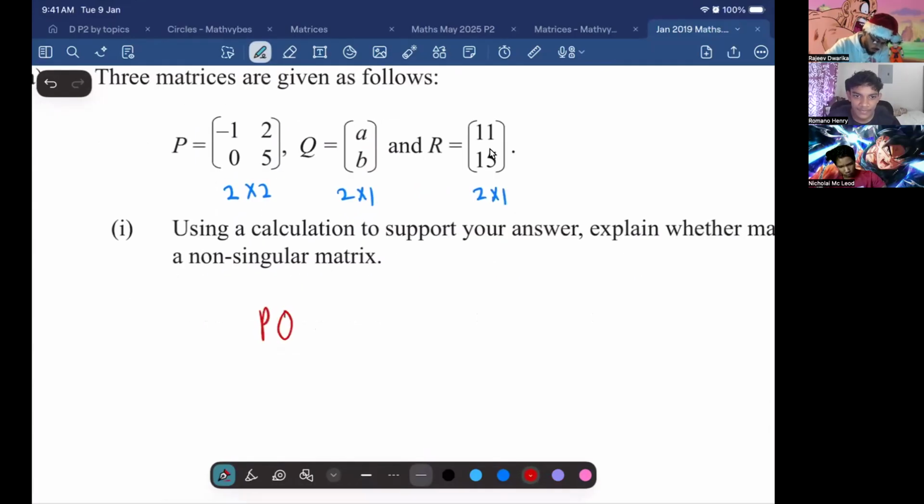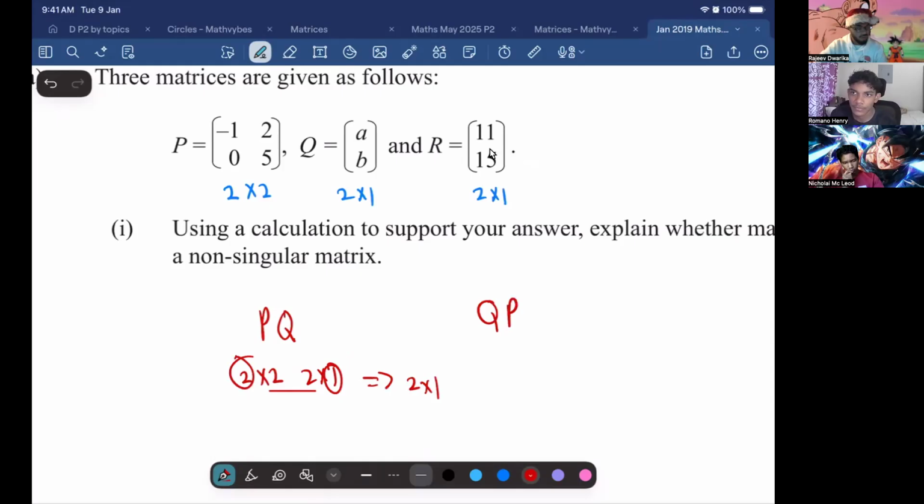Would P by Q work out if I multiplied P by Q? Yes, it would work out because P is 2 by 2 and Q is 2 by 1. The inner numbers are the same, and the final answer would be a 2 by 1 matrix. Question: do you think Q by P would be compatible? No, because Q is 2 by 1 and P is 2 by 2. Are the inner numbers the same?